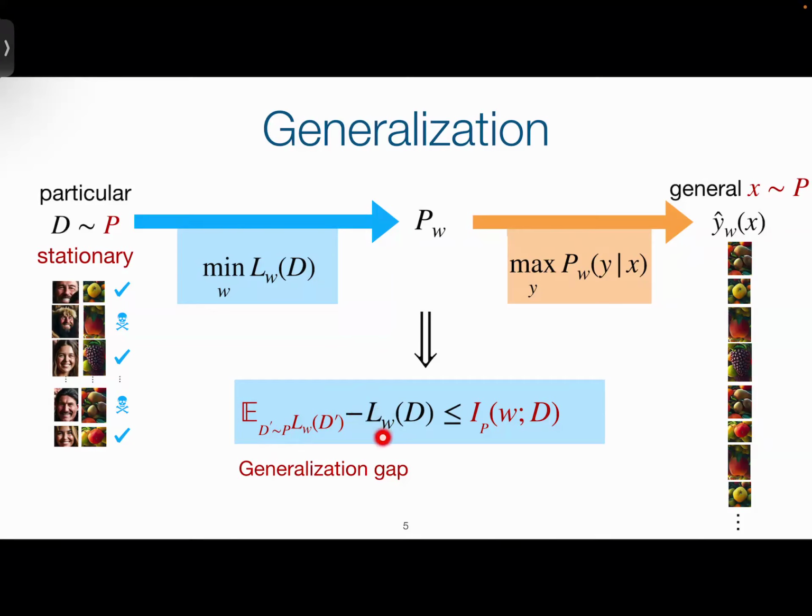That's the training loss, so long as you keep your model not too complex. And complexity here is measured by the mutual information between the trained weights and the data set, okay? So these are called uniform generalization bounds, PAC-Bayes bounds. There's a variety of them, okay? That's machine learning 101 in one slide for you, okay?